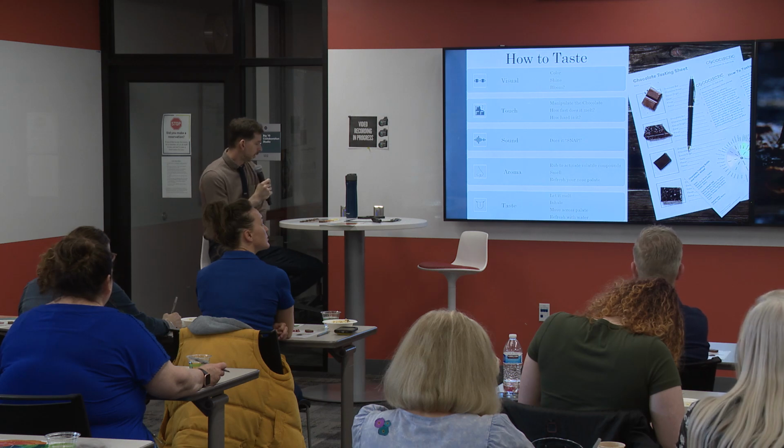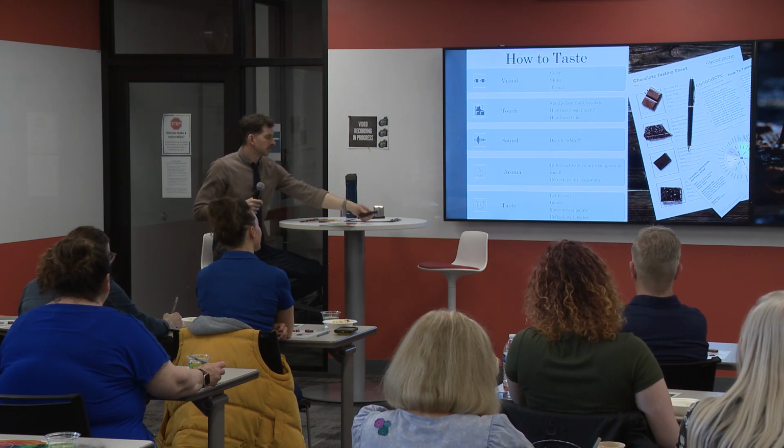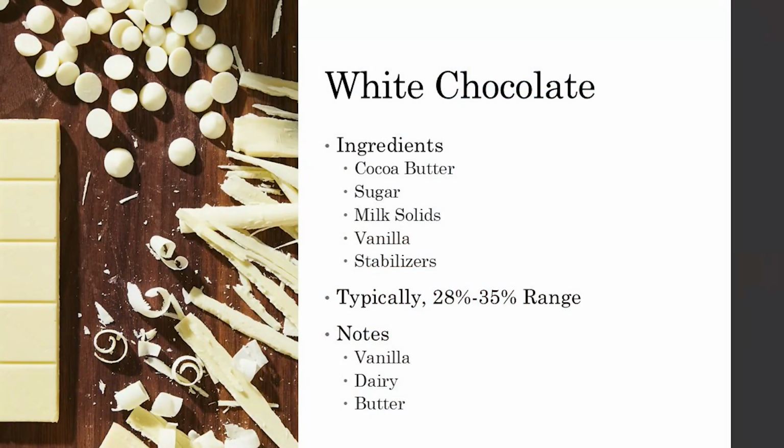Okay, so let's move on. We're going to start from the upper left, and we're just going to go across. So this first one, if it wasn't already obvious, is a white chocolate. Let's talk about white chocolate for a little bit. Ingredients in white chocolate. There are no cocoa solids in white chocolate. Otherwise, it wouldn't be white. It would be some sort of shade of tan, brown, black.